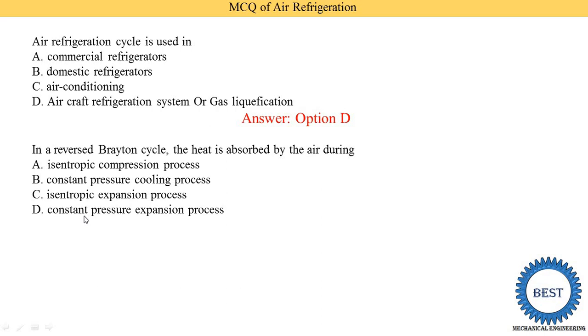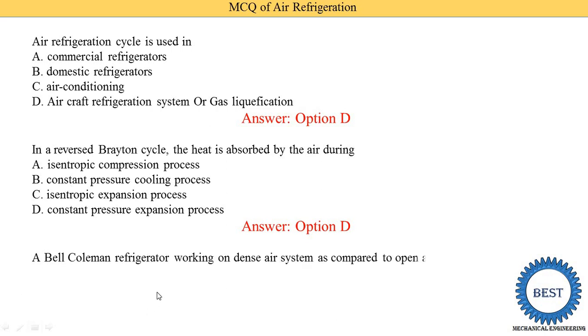Heat absorption and heat rejection in any air refrigeration system occur at constant pressure. So you have two options, B or D, whichever has constant pressure. But during cooling we know that the heat is rejected to the atmosphere. So option D is the correct one, that is the constant pressure expansion process.